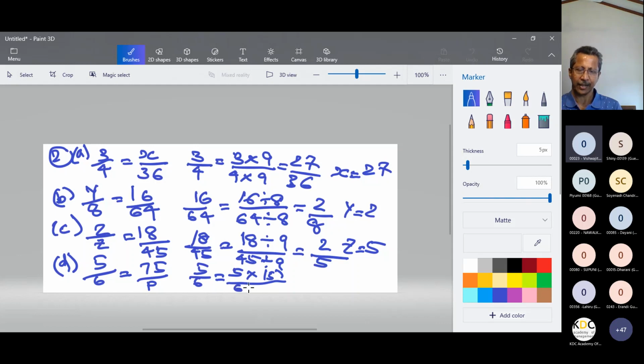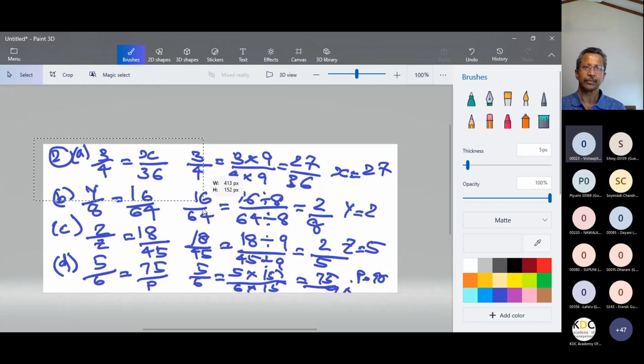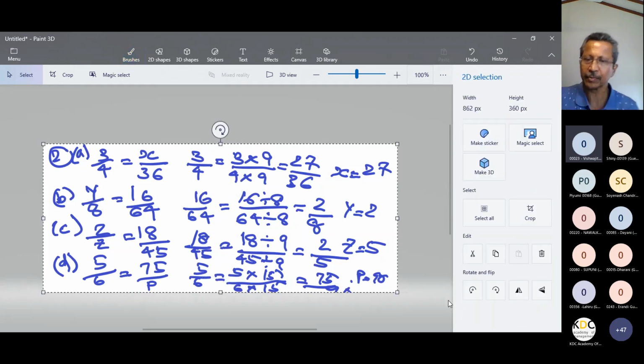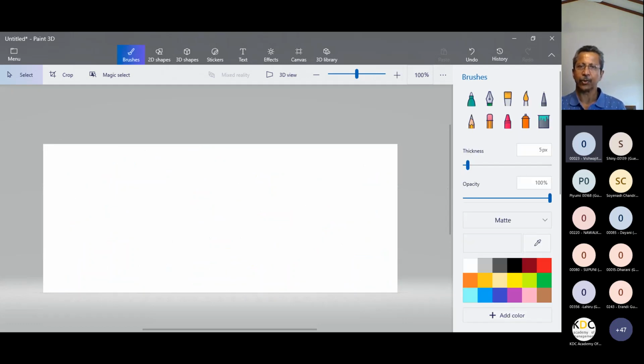Okay, very good. All are trying, I'm very happy. 6 into 15, so 75 divided by 90. Now all of you know, I think, how to do this. So P is 90. Sorry, I have not written it properly. I hope you understand it's 90. That is the 4 examples. Any questions? We'll go to the book.